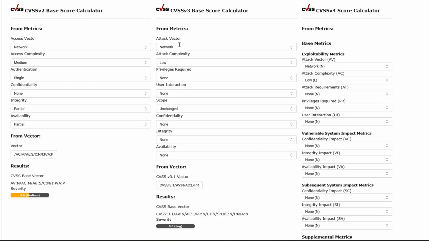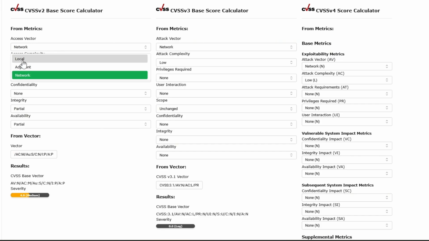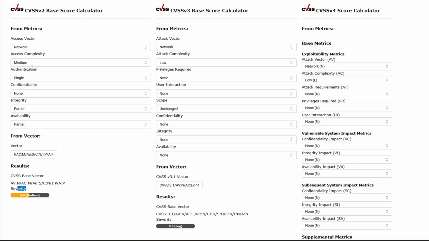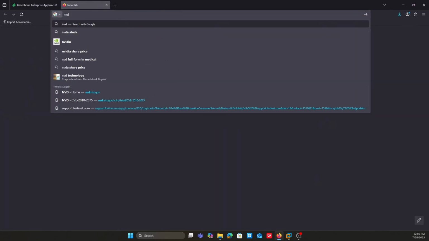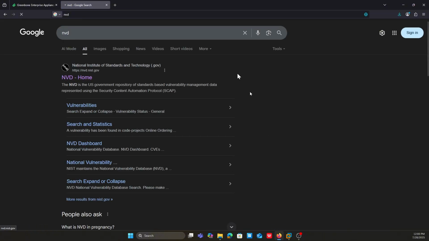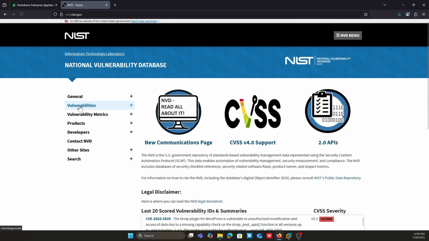For example, if you make it, let's say, local network, it becomes more. If you make it network, it becomes 4.9. And if you make it high, it becomes 3. Or if you make it low and authentication is none, confidentiality is complete, then it becomes very high. These things are already being given by Nessus, OpenVAS, wherever this is used. For example, if you open up any NVD website, and if you go to any CVE, the scoring system would be written.